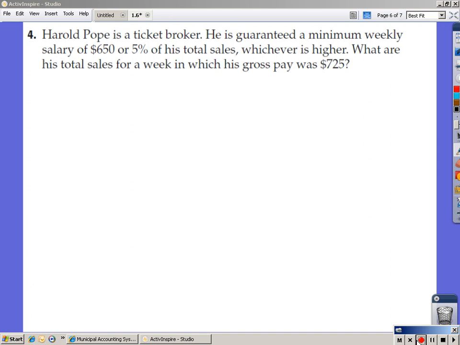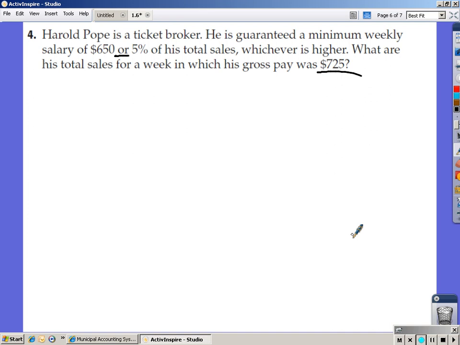All right, let's take a look at this one. It says Harold Pope is a ticket broker. He's guaranteed a minimum weekly salary of $650 or 5% of his total sales, whichever's higher. What are his total sales for a week in which his gross pay was $725? Okay, keyword here is or. He doesn't get both of them, he gets one or the other. Well, his gross pay is more than $650. So obviously, he got 5% of his total sales.